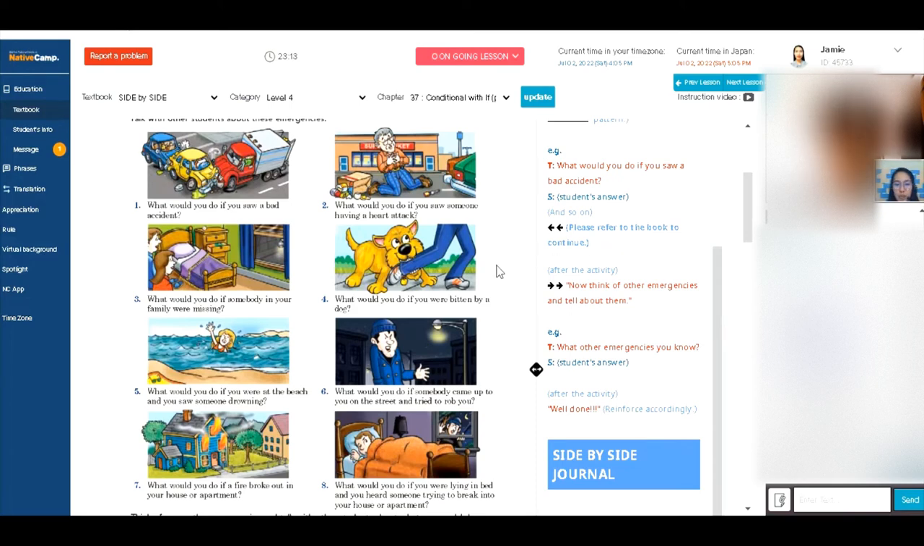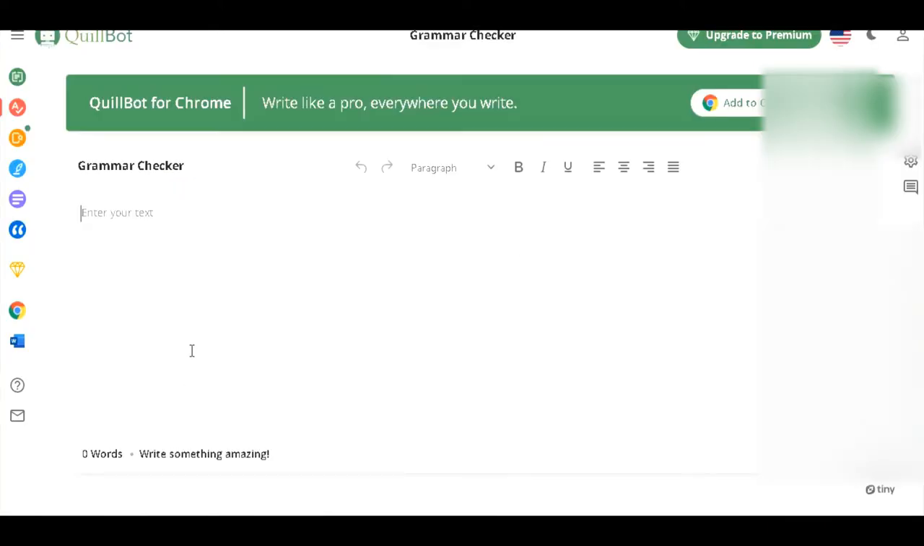Let's move on to number two. What would you do if you saw someone having a heart attack? I'm looking for the AED. Sorry? I will discover AED. Oh, so AED, you will give him first aid. Is that correct? Oh no.